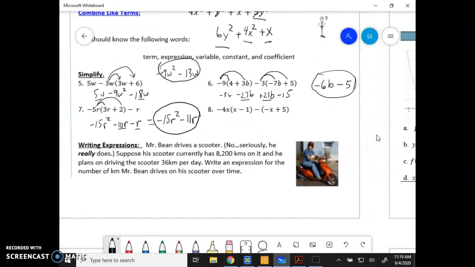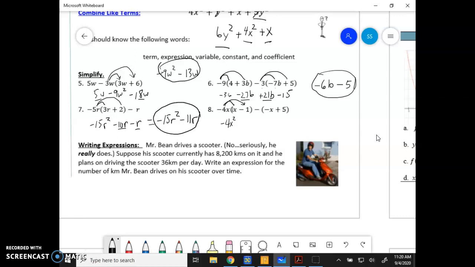First thing we need to do is distribute. So we got negative 4x times x. Just to break this down and go slowly, this is really negative 4 times positive 1. So that is negative 4. And then we have x times x. X times x is x squared. All right. And we go to the next distribution.